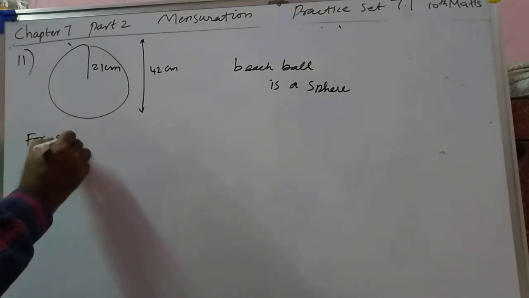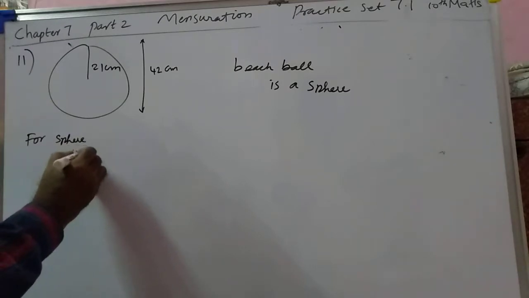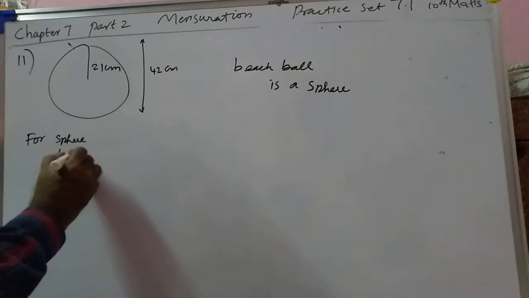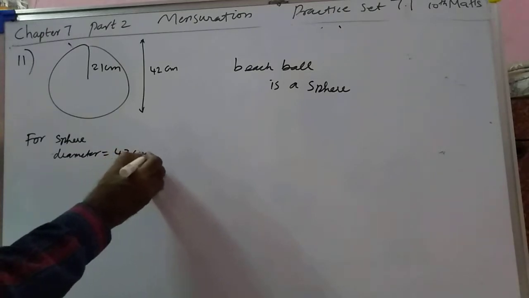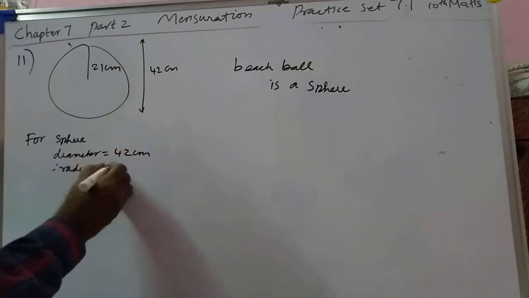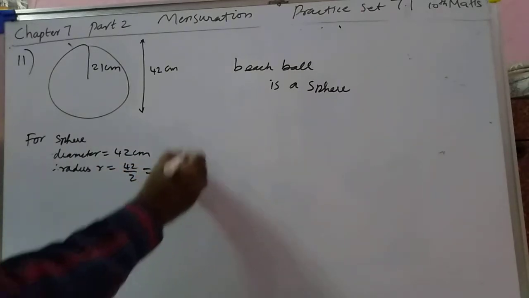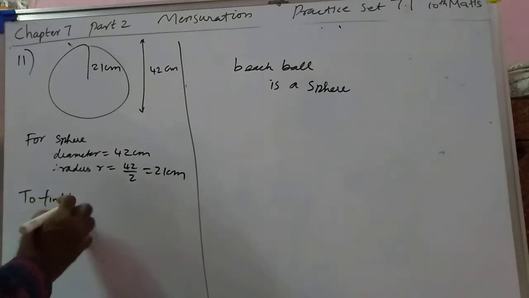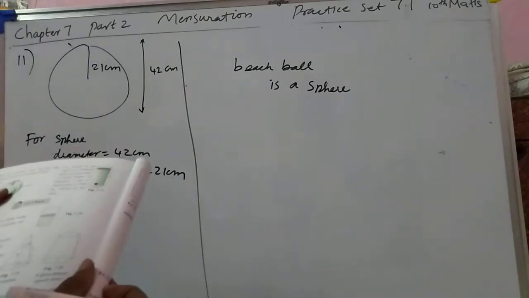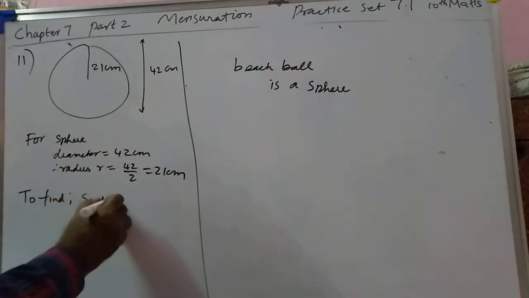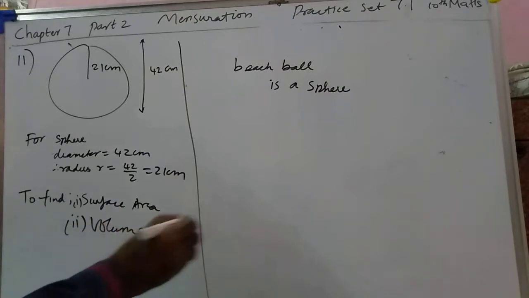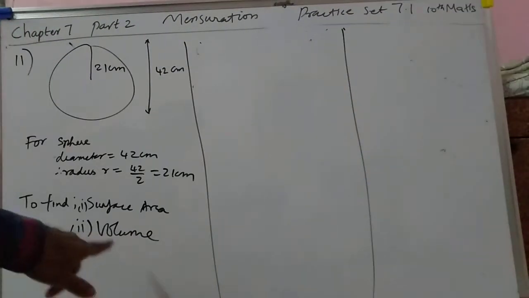Okay, so for sphere, diameter is equal to 42 centimeter, therefore radius r is equal to 42 upon 2, that is 21 centimeter. Okay, what do we want to find? We want to find surface area and volume. Okay, so surface area and second part is volume. Okay, first we'll calculate surface area.